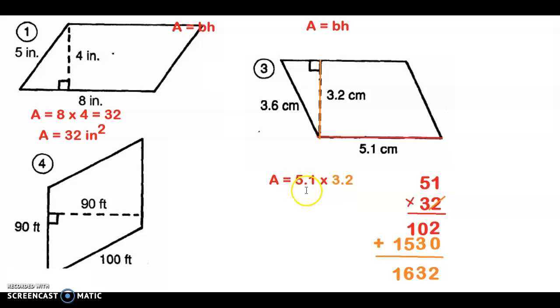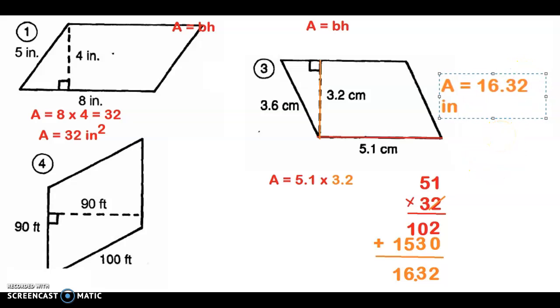Alright, so now how many numbers do I have to the right of the decimal? I have 1 number to the right. And over here I have 1 number to the right. That means there needs to be 2 numbers to the right of my decimal. So I'm going to put my decimal right here, making sure there are 2 numbers after my decimal. So that's my answer, 16.32. And again, it's going to be in squared inches, so 16.32, and then you're going to say inches squared.